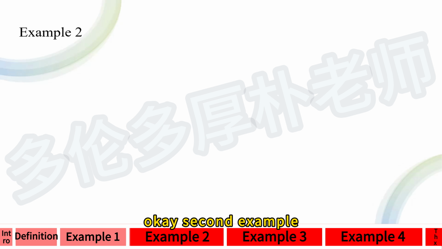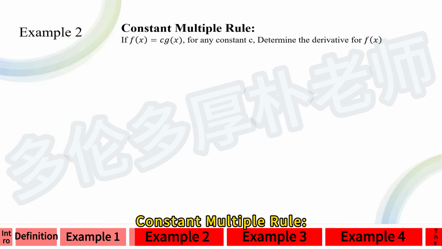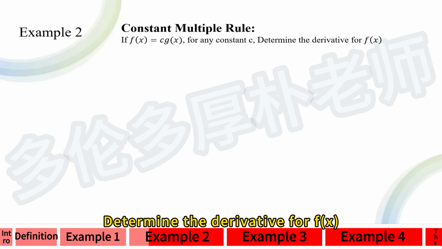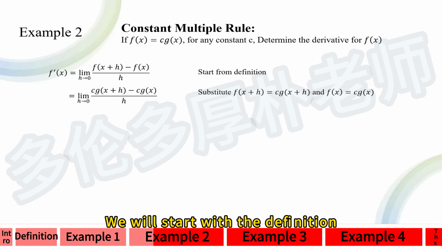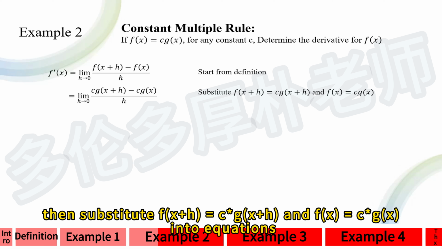Okay, second example, constant multiple rules. If f(x) is c times g(x), for any constant c, determine the derivative of f(x). We will start with the definition, then substitute f(x+h) is c times g(x+h), and f(x) is c times g(x) into the equation.